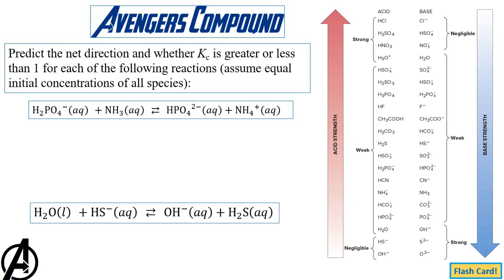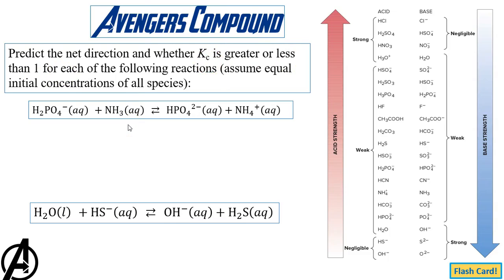All right, we come to our first example in the Avengers compound about net direction of reactions. So let's go ahead and read it. Predict the net reaction and whether Kc is greater or less than 1 for each of the following reactions. And it says assume equal initial concentrations of all species. We're not dealing with any ICE tables here. We're just answering the question.